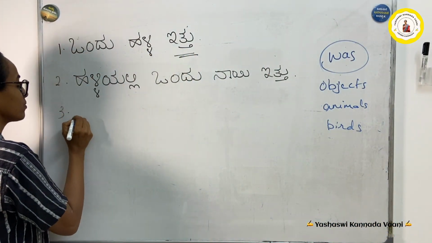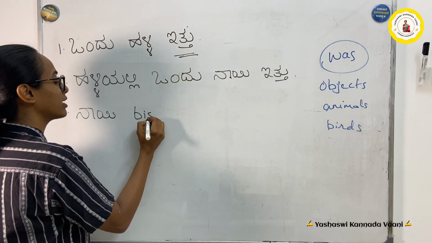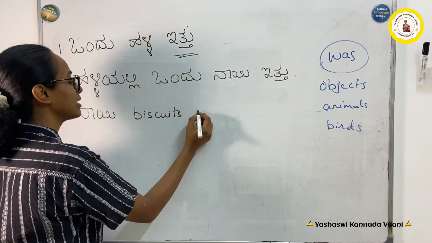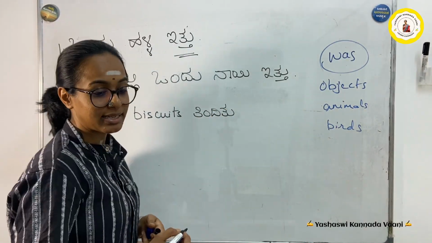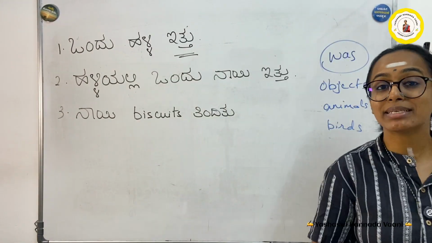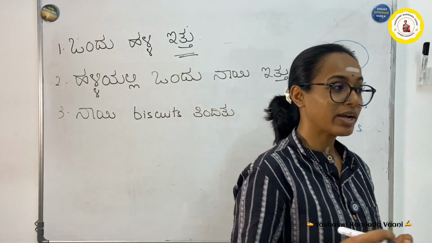Nayi, biscuits. I'll write it down in English itself. Okay, biscuits. Tinditu. It ate. Dog ate biscuits. The dog ate biscuits. ನಾಯಿ ಬಿಸ್ಕೆಟ್ಸ್ ತಿಂದಿತು.